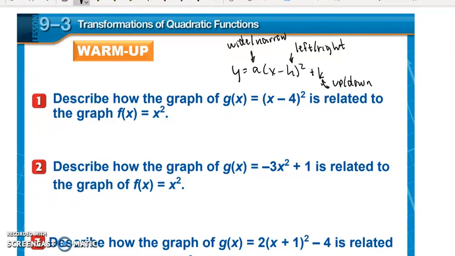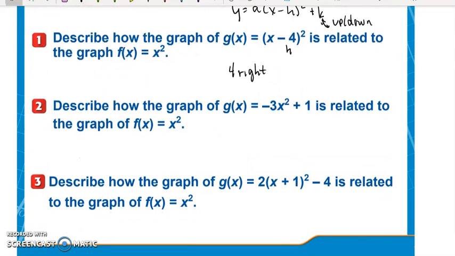Okay, so this equation, g of x, has a minus 4 in the parentheses, so this must be the h. If that's a negative 4, then the graph will be moved 4 to the right. Remember, it goes the opposite direction of what the sign is here. This one has a number in front. That's a. And then this is our k. So this one is going to go up 1. And then it's going to be reflected over the x-axis. So it'll look like that.